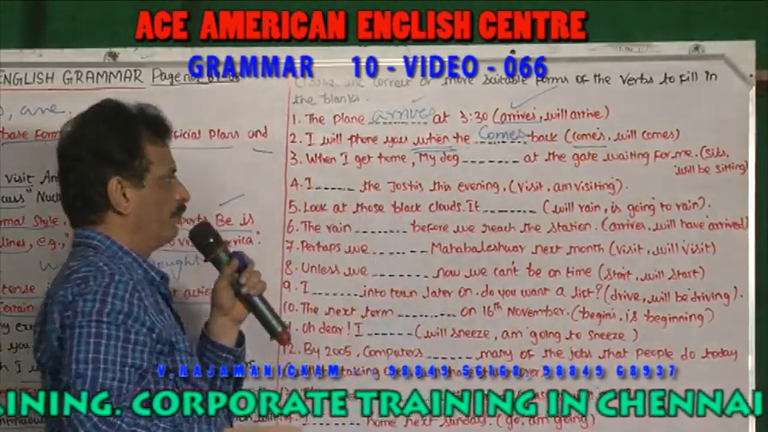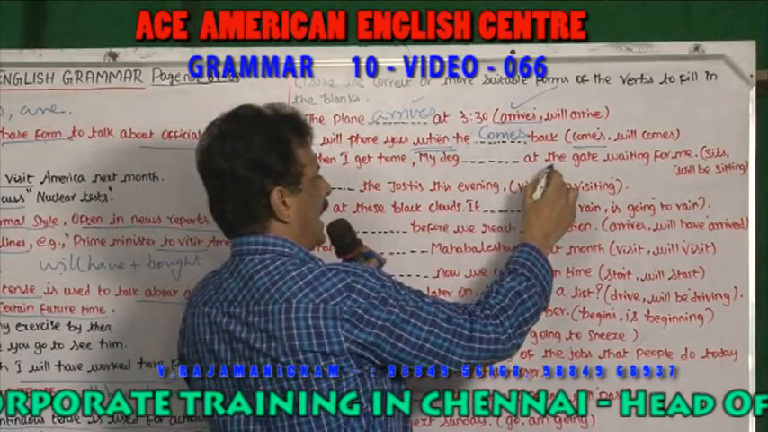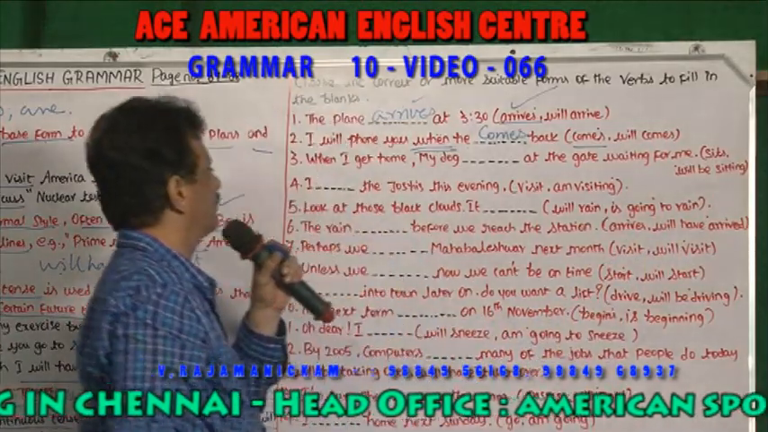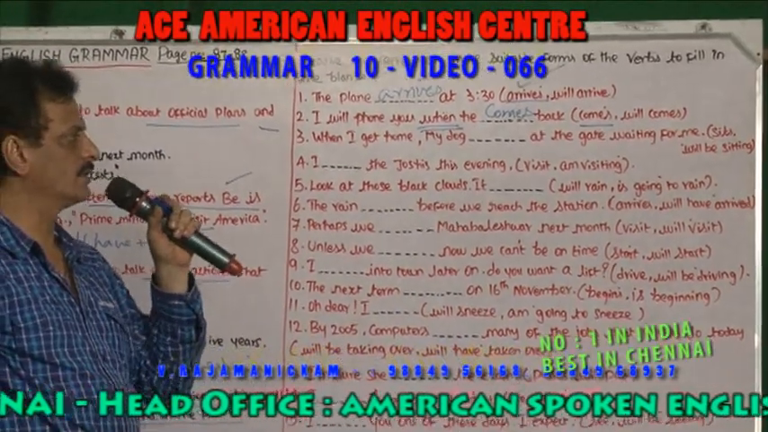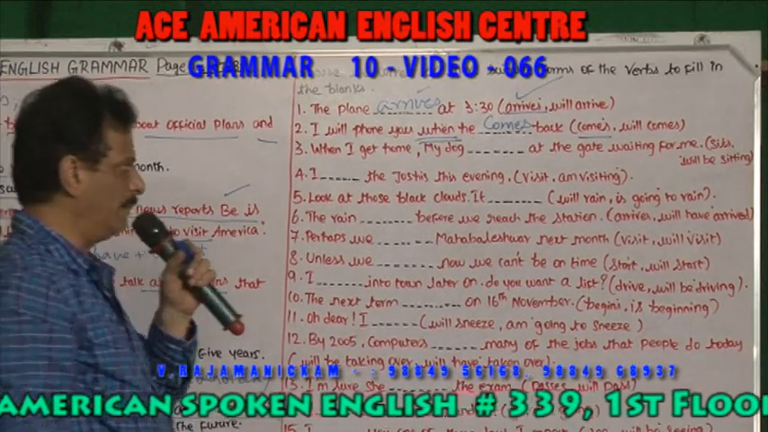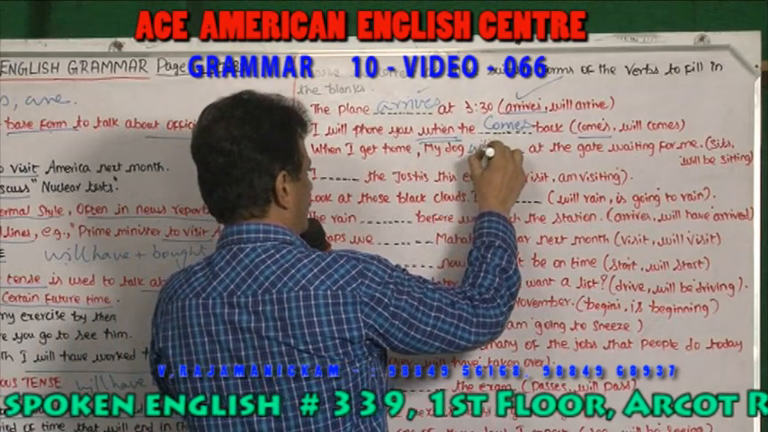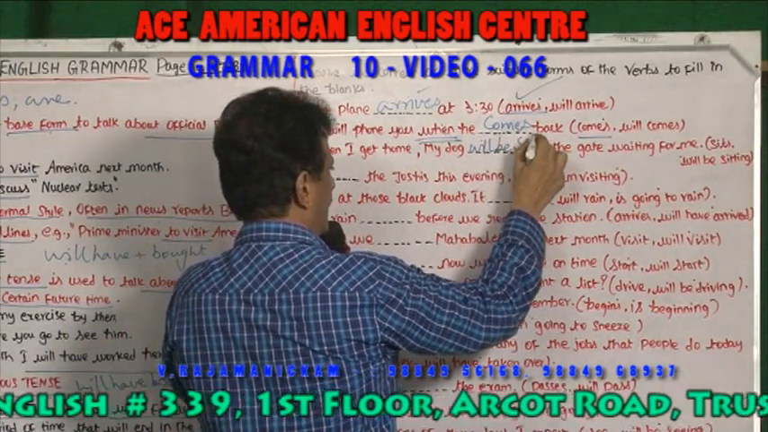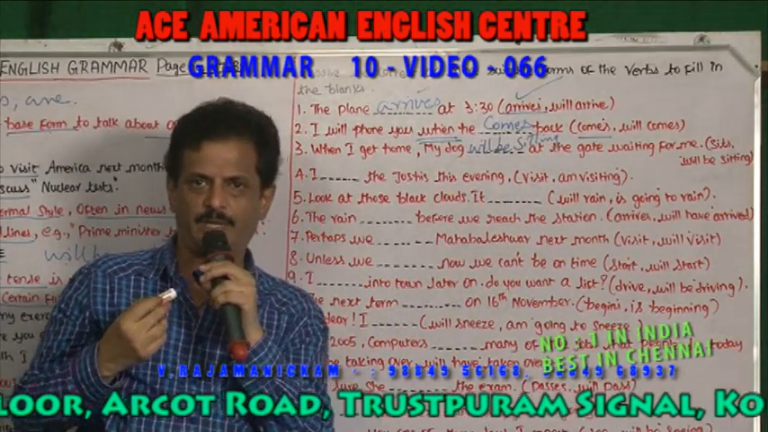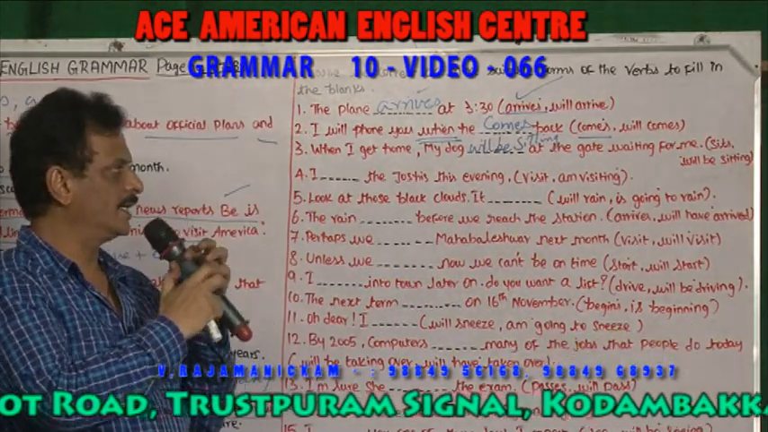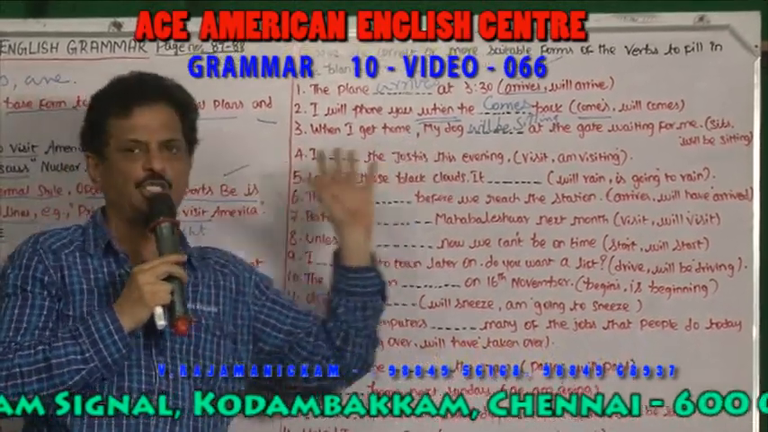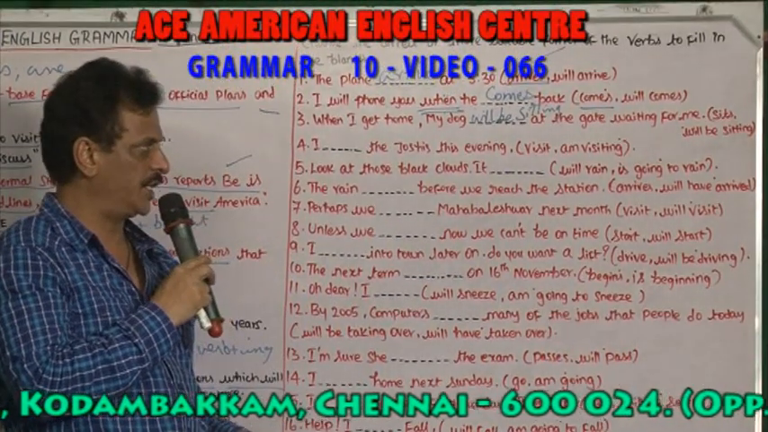When I get home, my dog at the gate waiting for me, is it sits or will be sitting? When I get home, my dog sits at the gate waiting for me or will be sitting. So, will be sitting. Why do you use will be sitting? Will be sitting at the gate waiting for me. In future, when one action is going on, one action would be continuously going on in a progressing state.